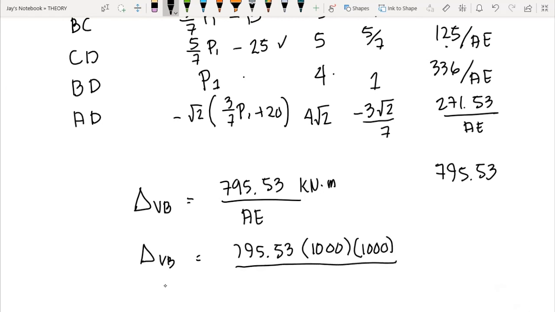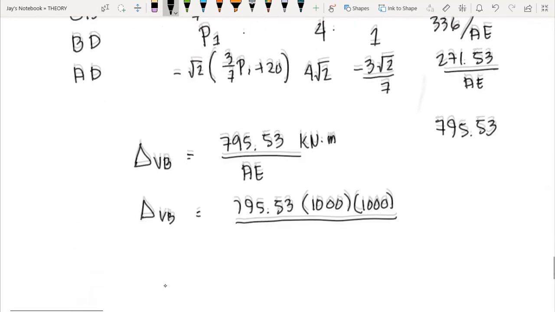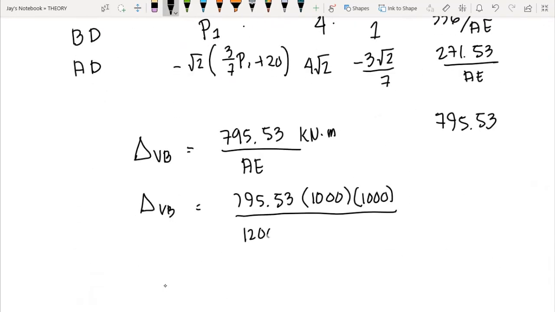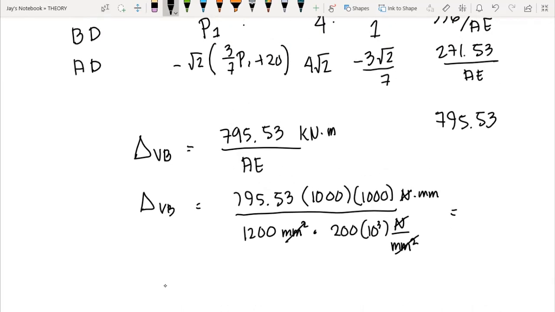Over the area, our area is 1,200 millimeters squared. And E is 200 gigapascals. So we have 200 times 10 raised to the 3. That is in megapascal. That means we have newton over millimeter squared. So we can cancel out newton and the millimeter squared. The remaining unit is in terms of millimeter. So that means we have the answer 3.315 millimeters.